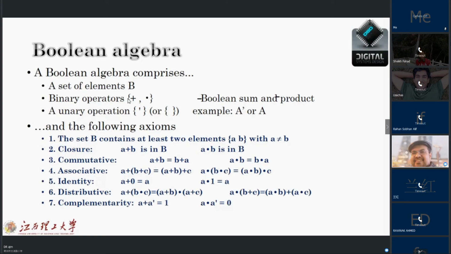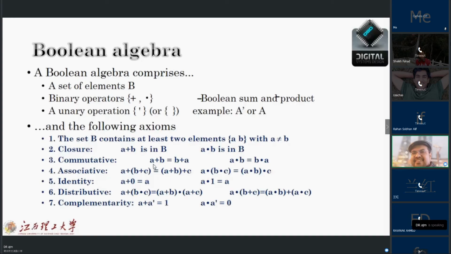And we have some axioms, something like that. This set B contains at least two elements. We can show that A and B are not equal. We can have the rules, something like that, A plus B or A dot B. And we can have rules like A plus B is equal to B plus A, and A dot B is equal to B dot A.